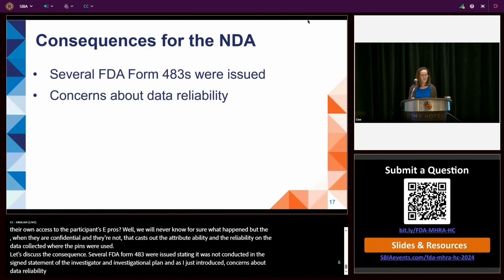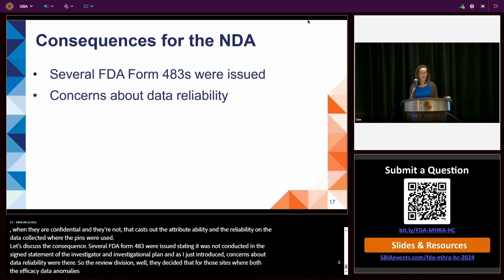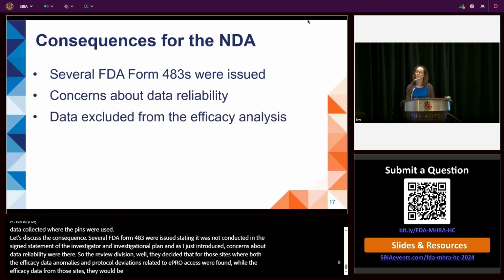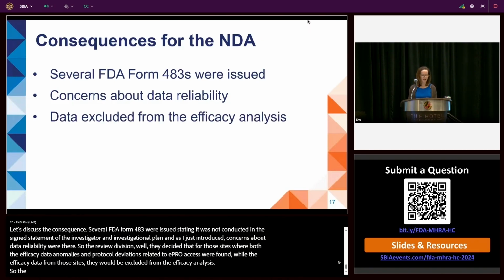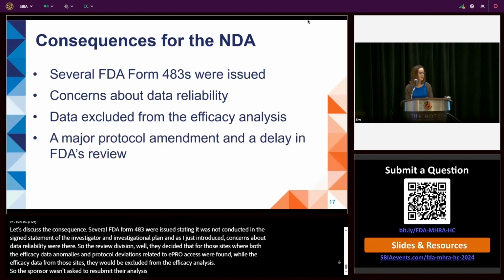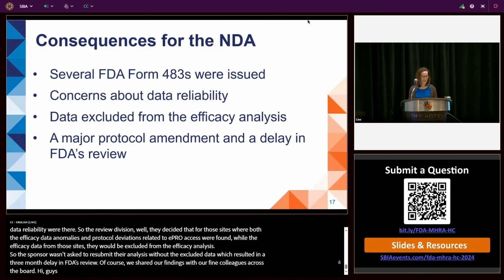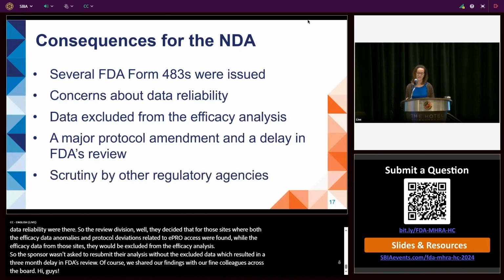The review division decided that for those sites where both the efficacy data anomalies and protocol deviations related to ePRO access were found, the efficacy data from those sites would be excluded from the efficacy analysis. The sponsor was then asked to resubmit their analysis without the excluded data, and that resulted in a major protocol amendment and a 3-month delay in FDA's review. And of course, we shared our findings with our fine colleagues across the globe, which prompted increased international scrutiny by other regulatory agencies.